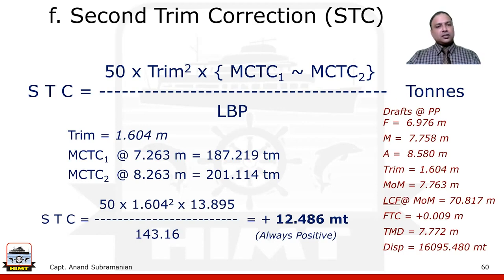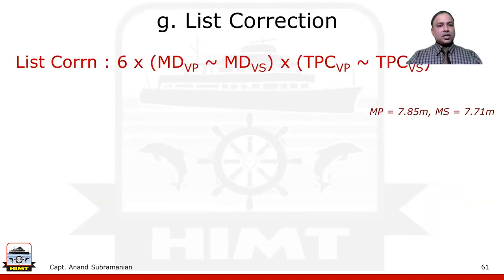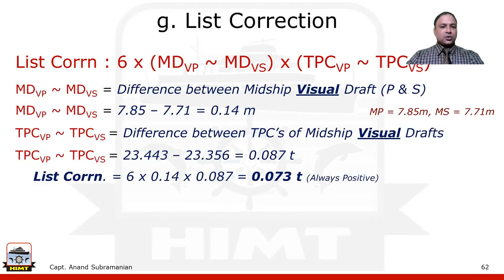Now, if you look at the numericals, the midship draft marks were not the same. The port was different from the starboard, and that is because the vessel has got a list. So now we are going to apply the list correction. The midship visual port draft mark was 7.85 and the visual starboard draft mark was 7.71. So now we are going to apply the corrections. The MDVP, that is midship draft visual port side, the difference of the draft marks, that is 7.85 minus 7.71. Remember, this answer is always positive, the absolute value, that is 0.14 meter.